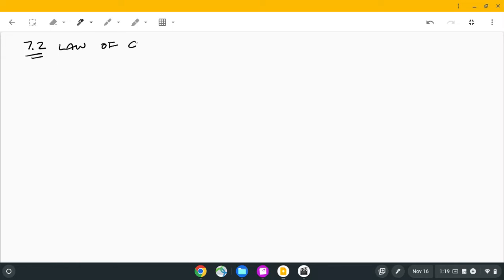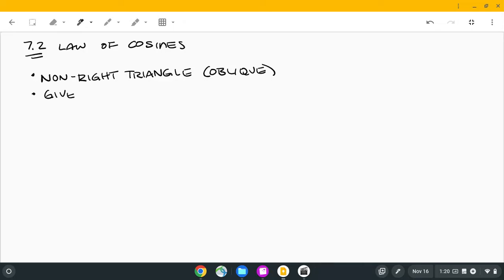So we looked at Law of Sines last time. And here we have Law of Cosines. Again, we use these to solve non-right triangles, which are called oblique triangles. And we use law of cosines if we are given one of the following.